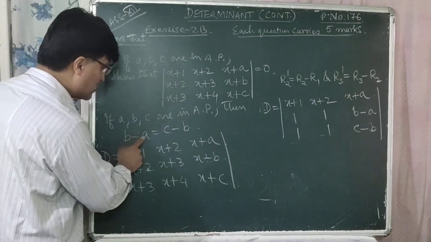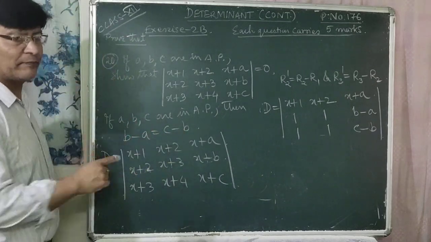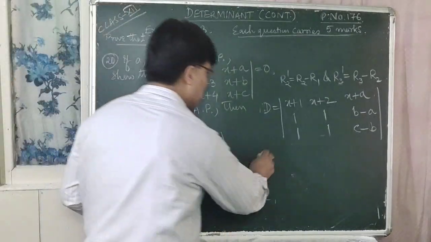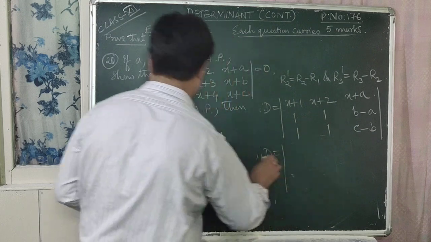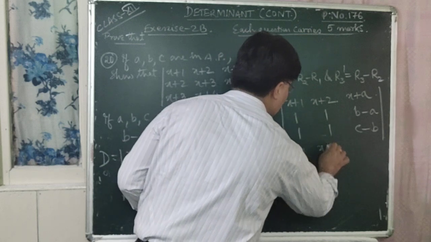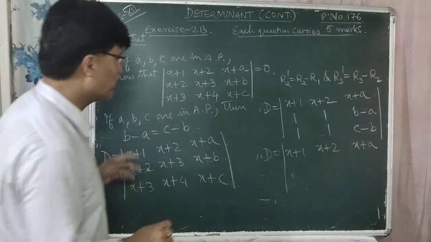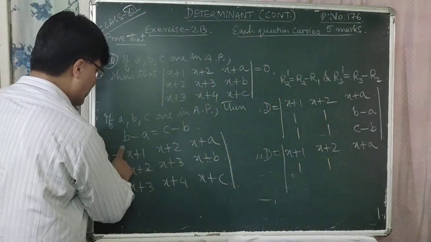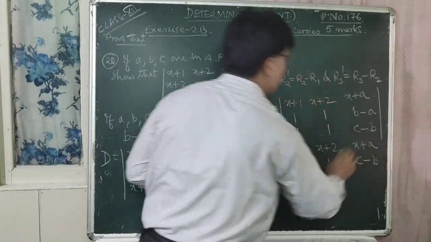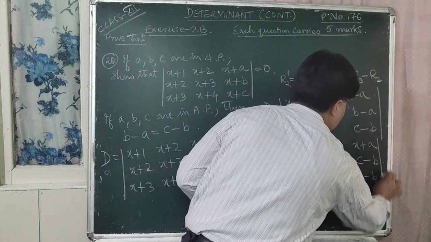So instead of B minus A, you can write C minus B, or instead of C minus B, you can write B minus A. Let us write C minus B instead of B minus A. So therefore, D is equal to X plus 1, X plus 2, X plus A. The first row remains the same, 1, 1. Now instead of B minus A, what is the value for B minus A here? C minus B. Let us write C minus B. And the third row remains the same. 1, 1. This is C minus B.